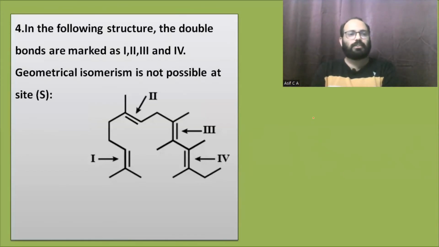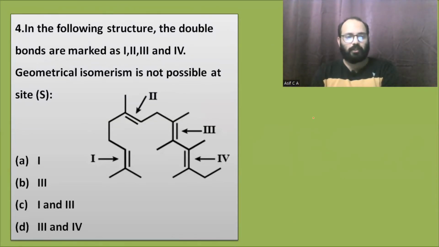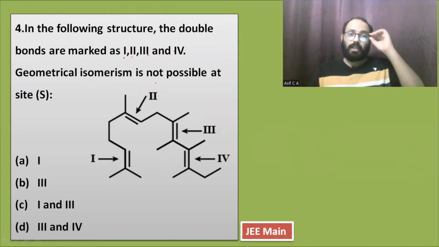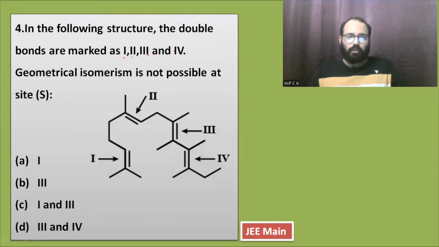Now look at that. This is an interesting question from JEE Mains. We'll be checking that too. In the following structure, the double bonds are marked as 1, 2, 3, 4. Geometrical isomerism is not possible at which site? So four double bonds are given here, 1, 2, 3 and 4. What they are asking is, in which double bond is geometrical isomerism not possible?